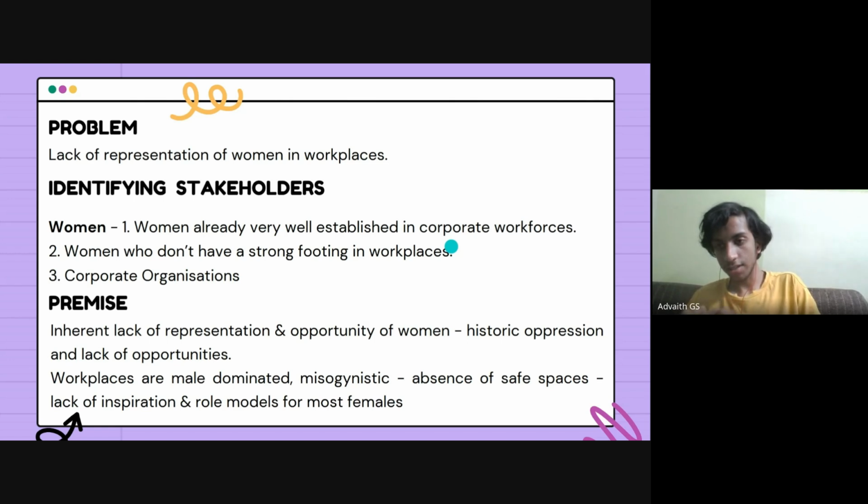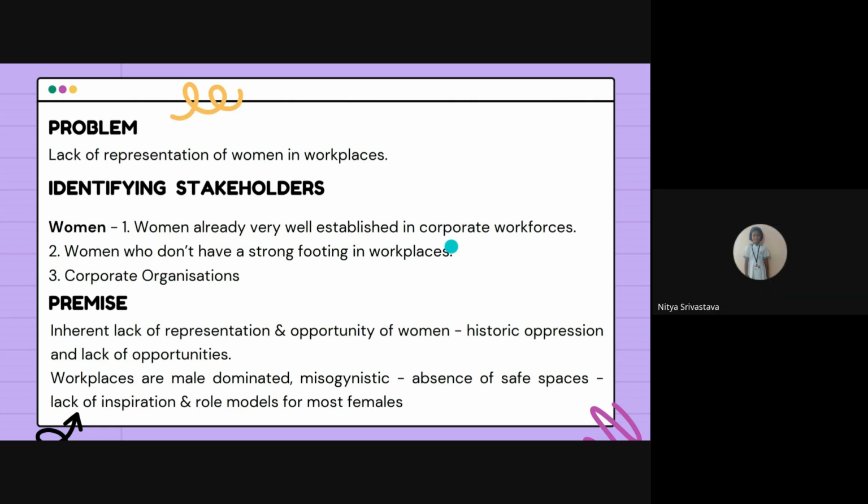Garv, sorry, Nitya first. Thank you, sir. One problem can also be that there are some fields, let's consider engineering, where there are some people who would like to go for it, but we hear everyone saying that there are a majority of males. So it will form the minority of females, which will eventually lead to more selections of males.